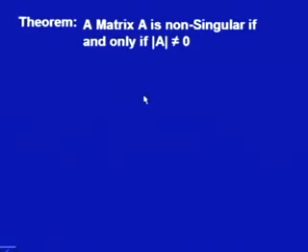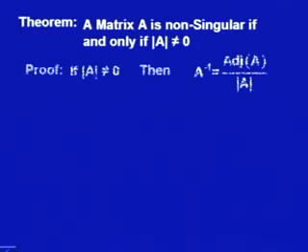Now, this is an important theorem which says that a matrix is non-singular if and only if determinant A is not 0. The proof has two parts. If determinant A is not 0, then A inverse exists, and if A inverse exists, then determinant A is not 0. Now, if determinant A is not 0, then from the previous result one can find that A inverse exists, because adjoint A can very easily be obtained.